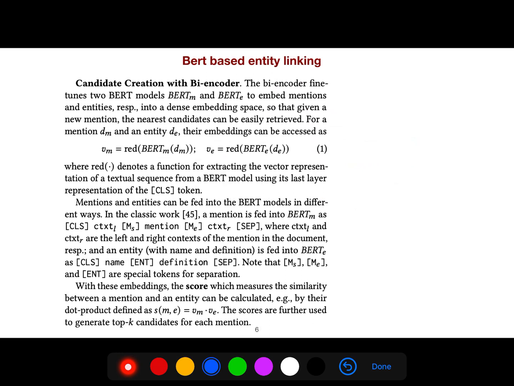And for candidate creation, we use the BiEncoder, which fine-tunes two BERT models: BERT for mention and BERT for entity, to embed mentions and entities respectively into a dense embedding space, so that given a new mention, the nearest candidate can be easily retrieved. For a mention m and entity e, their embeddings can be obtained like these two. The red part we reduce with some kind of pooling mechanism, and the mentions and entities can be fed into the BERT models in different ways.